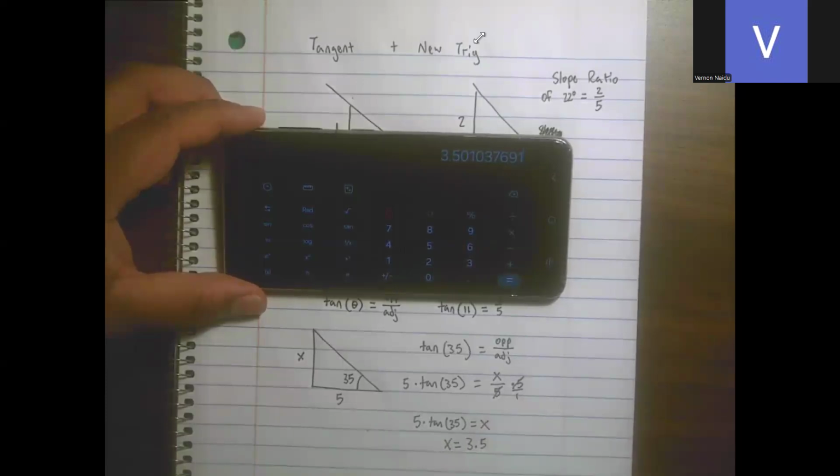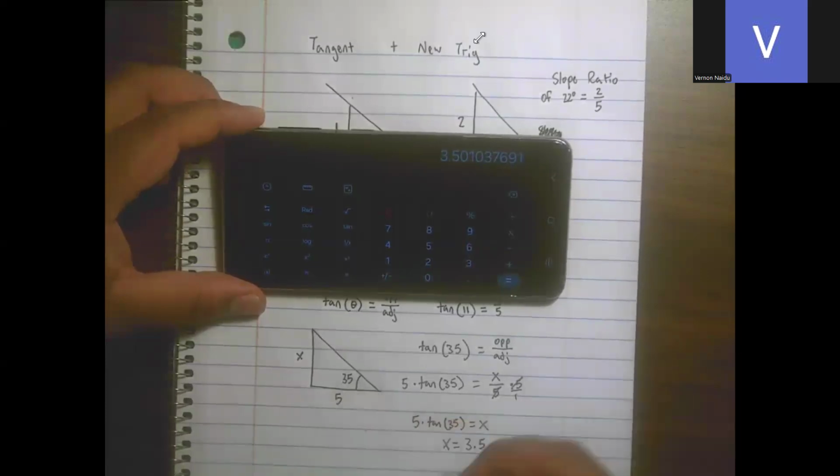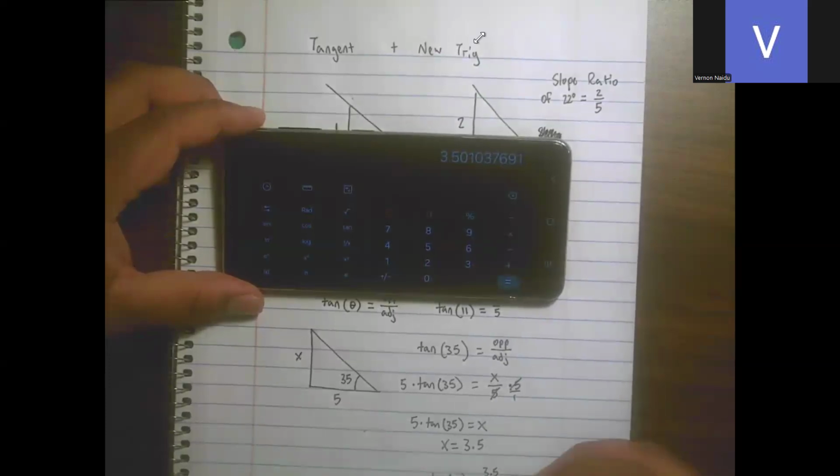So now we know that when you have an angle of 35 in a right triangle, the tangent of 35 is going to have some ratio of the two sides, the opposite side over the adjacent side, equal to 3.5 over 5. Which is basically 0.7. It's just like 7 over 10 if you multiply the top and bottom by 2. That's kind of a way of simplifying it.